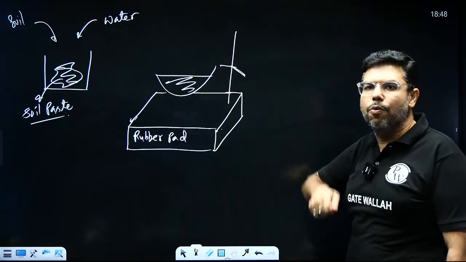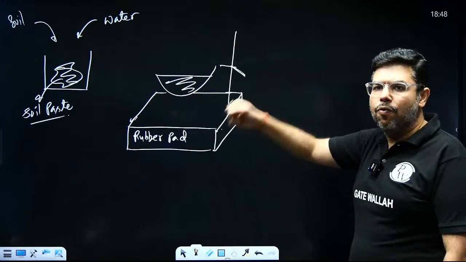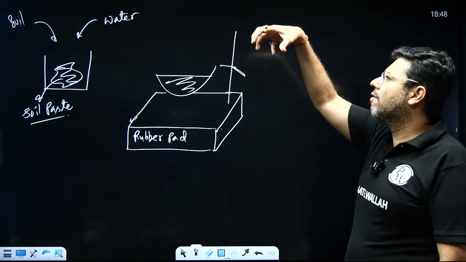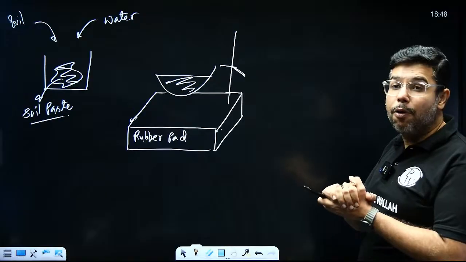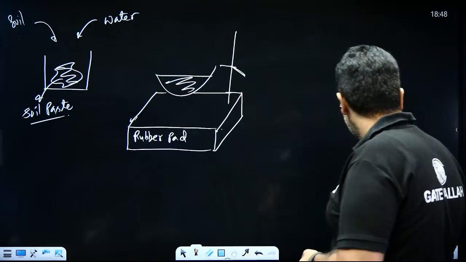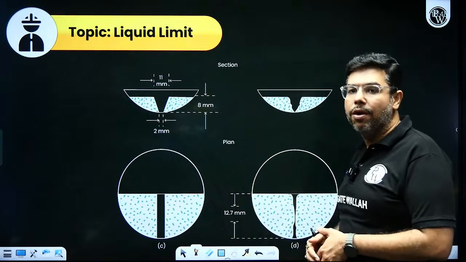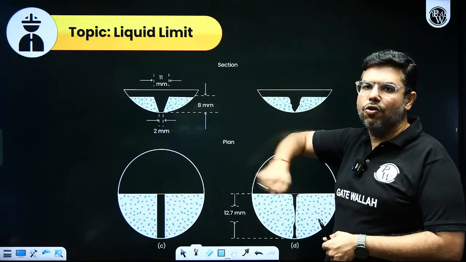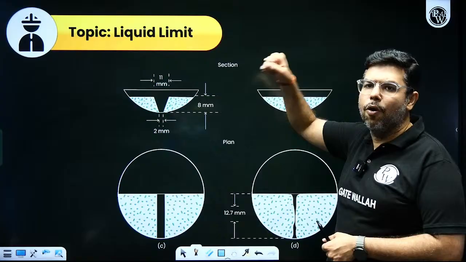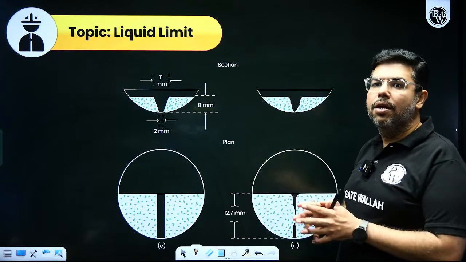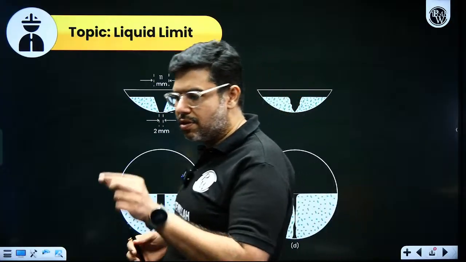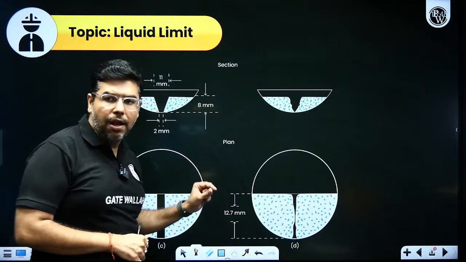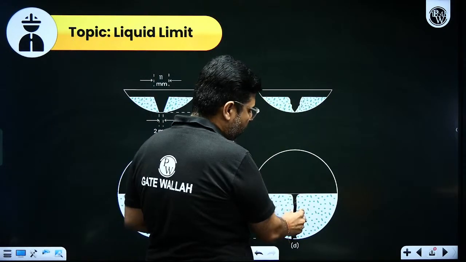And you will start giving blows just by rotating this handle. What will happen due to the cam assembly? This ball will rise and will have a free fall on this rubber pad. And when this ball collides on the rubber pad, the soil will get disturbed. It will start flowing. If you have rotated once, number of blows is 1. Second rotation, 2 blows, 3 blows, 4 blows. Like this, you will keep on giving the blows until this cavity, the 2 mm groove that you have made, fills. The soil will flow and will join here.